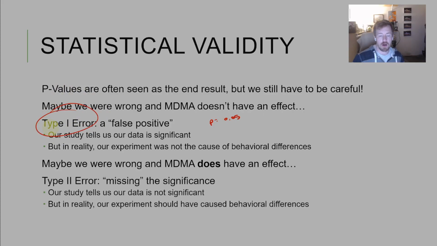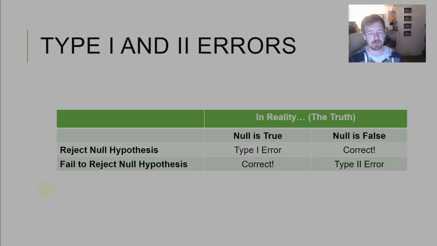If we were wrong and we said that MDMA does not have an effect, like if I initially said I don't think that it matters, but then later somebody else tested it and found that it does, that's considered a type 2 error. A type 2 error is when our study says that something's not significant, when in reality it does actually affect behavior. And here this table kind of walks you through that and breaks that down.